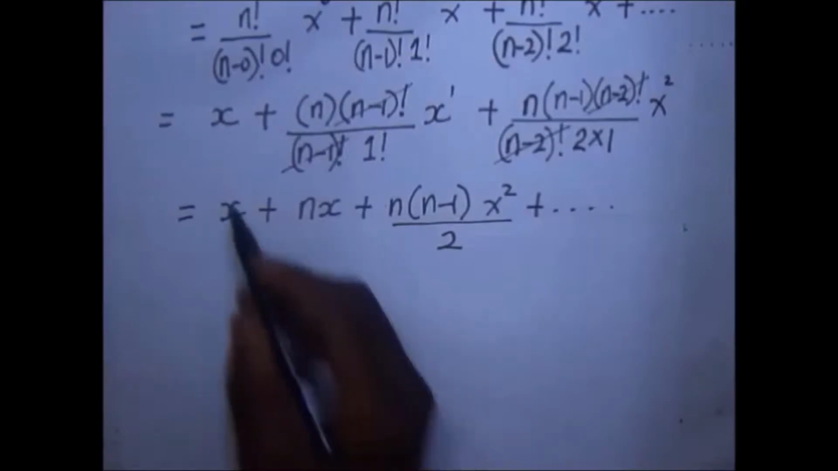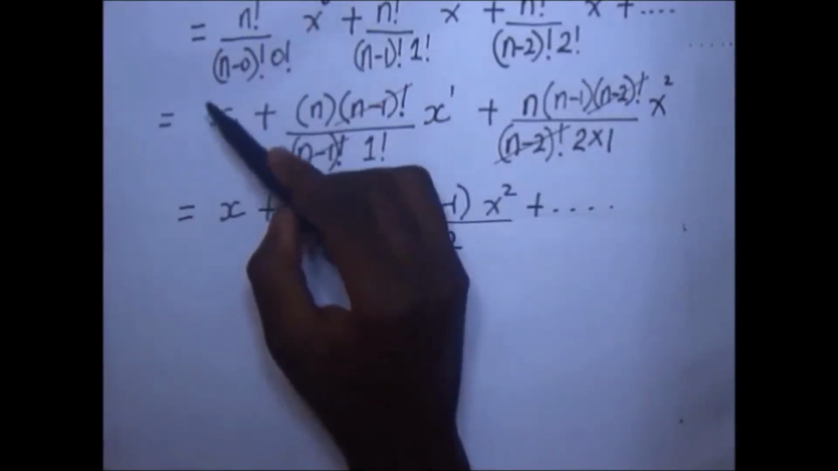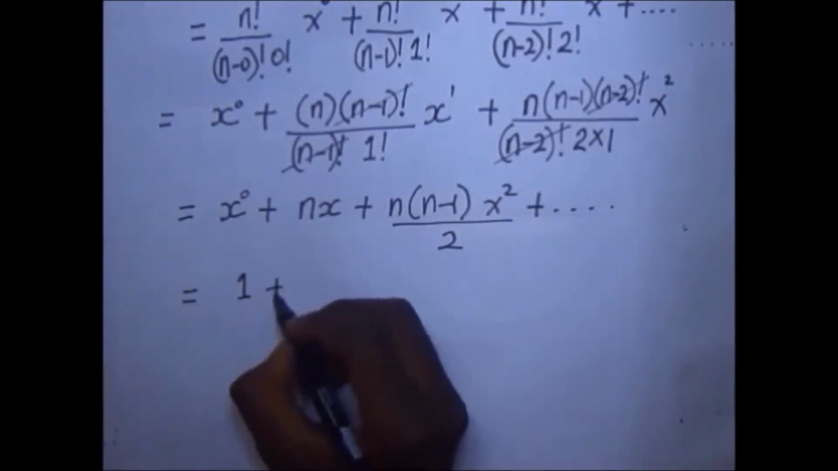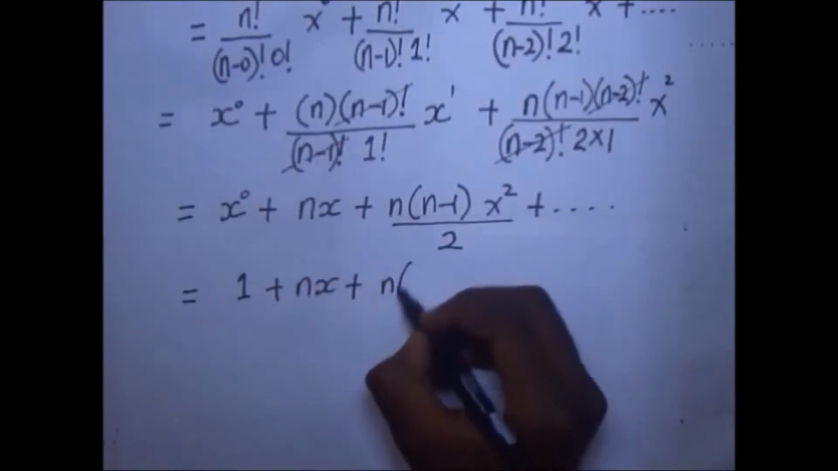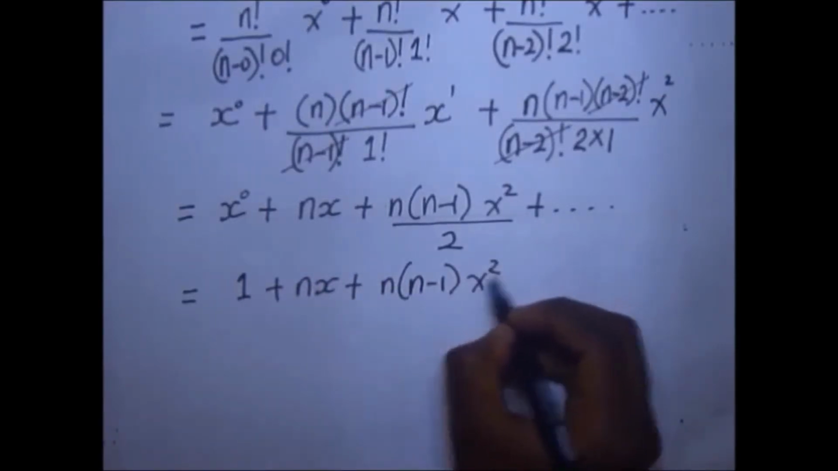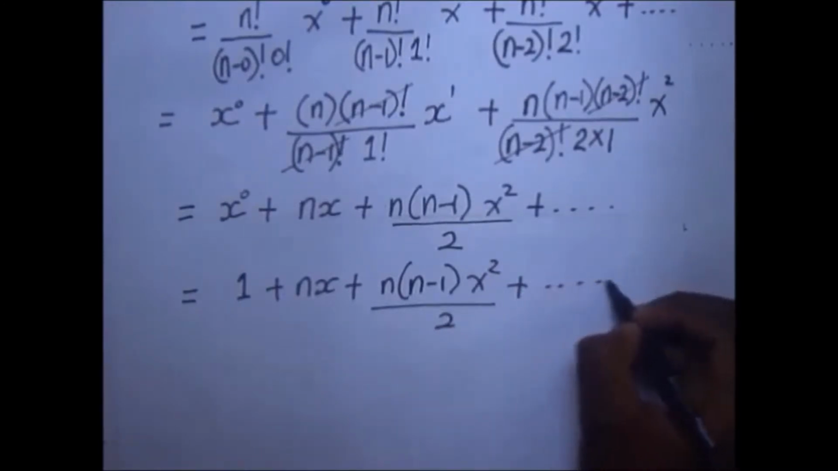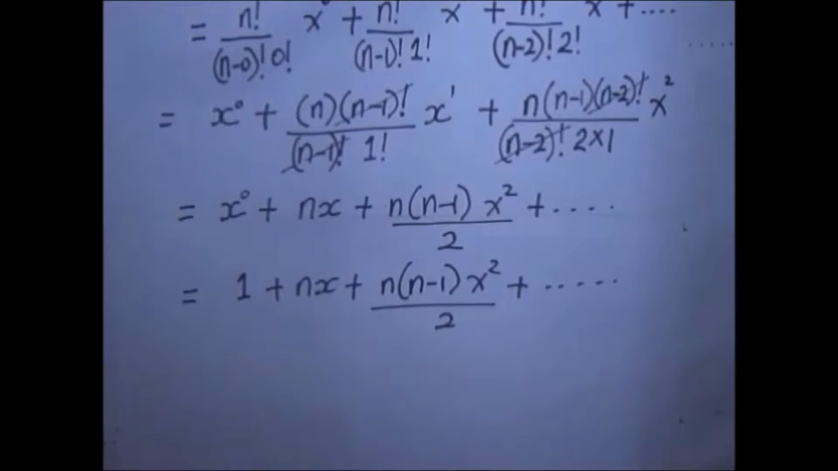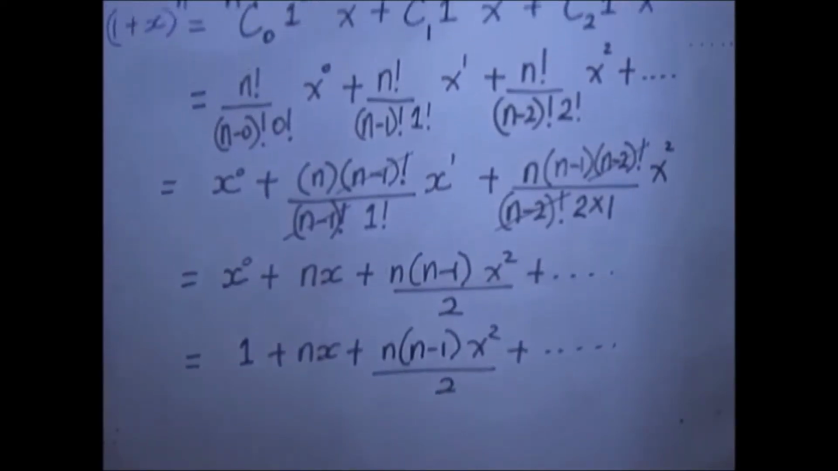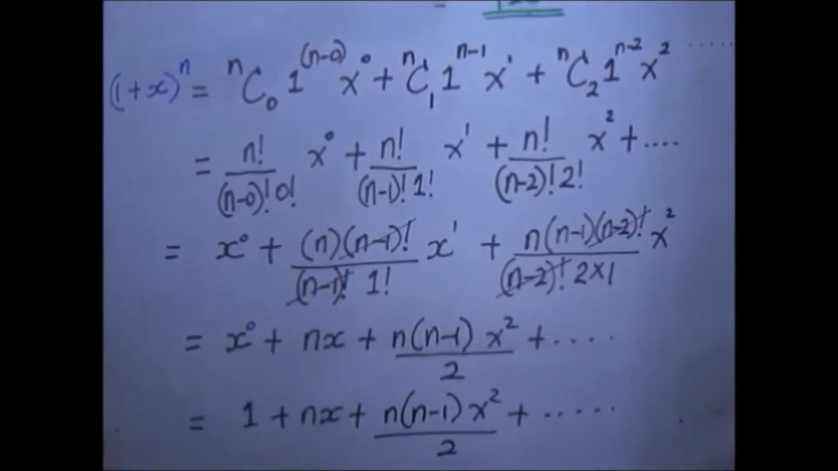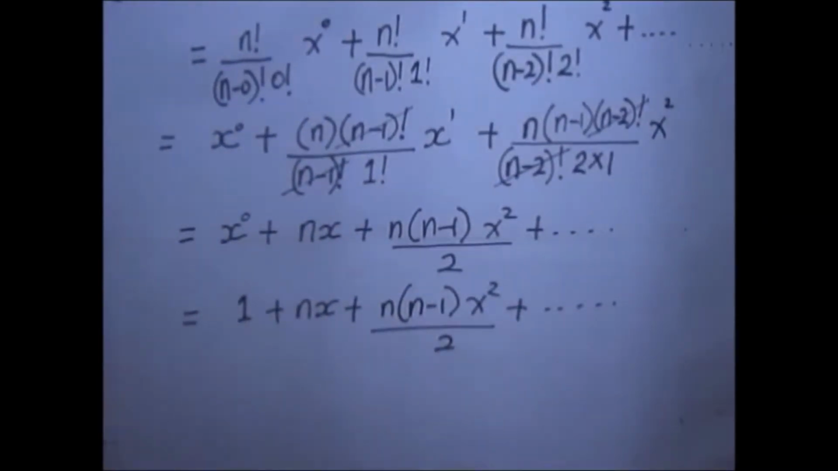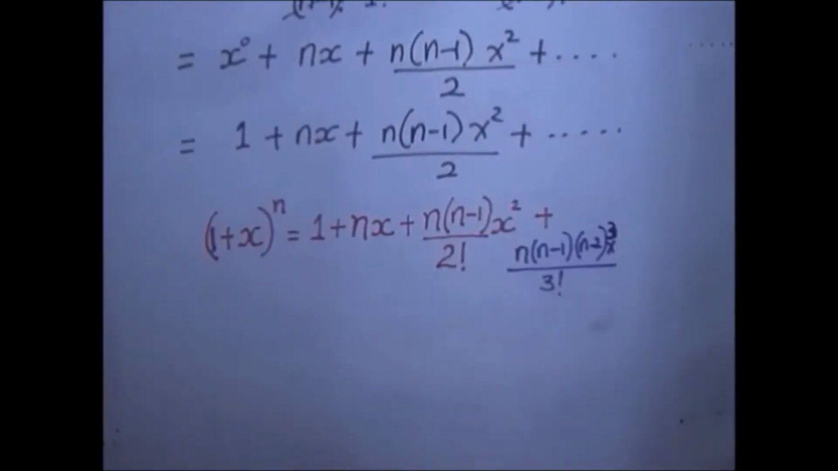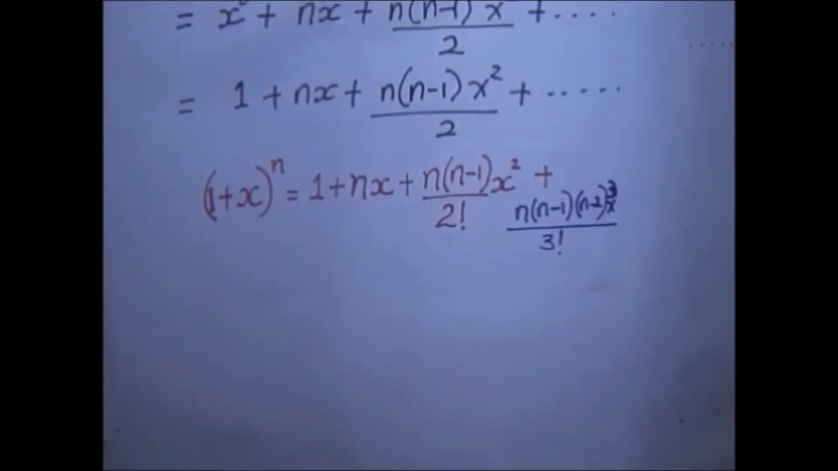So in essence, remember, x to the power 0 is 1. So we are going to end up with 1 plus nx plus n into n minus 1, x squared over 2, plus and so on. So meaning that for the general term, in case the value of a is 1, the binomial expression for such will always be that. And so that is the expression in case you have to do it like that.